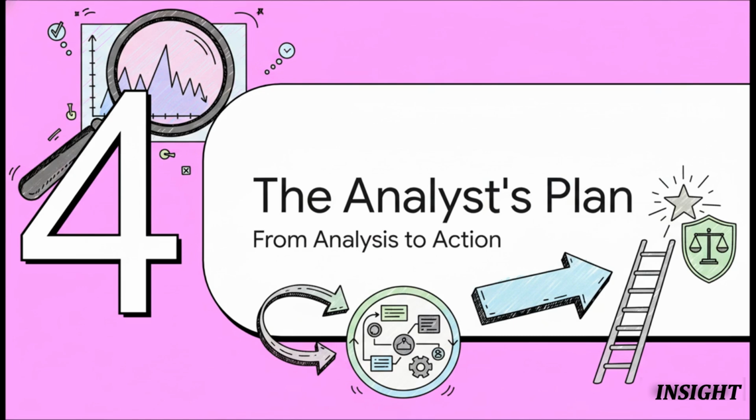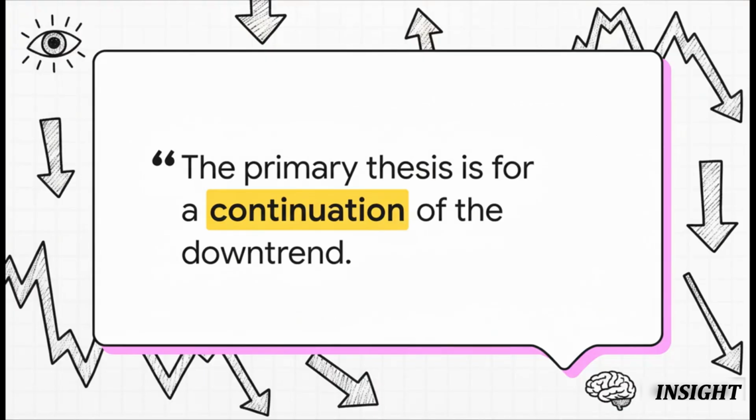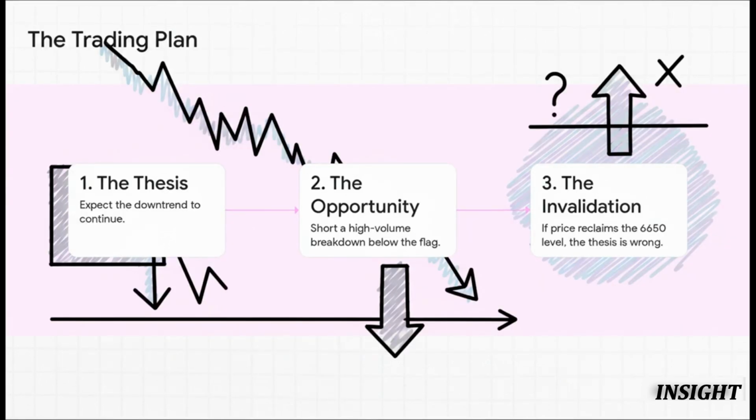Now what? How does all of this analysis get translated into a clear, unemotional, and actionable plan? Everything, and I mean everything, flows from this one core belief, or thesis. Based on all the evidence that we've just walked through, the story is clearly pointing in one direction. So the entire plan is going to be built on the high probability expectation that this downward story is going to continue. And that thesis leads to this beautifully simple three-part plan.